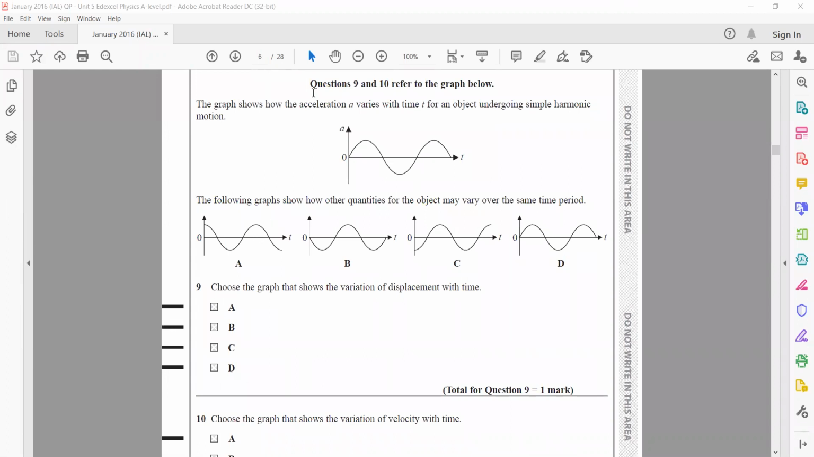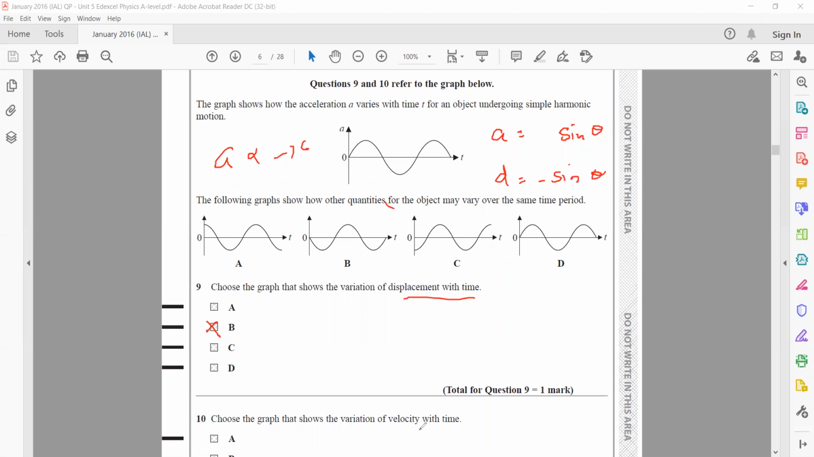The graph shows how acceleration varies with time for an object undergoing simple harmonic motion. So here the acceleration is a function of sine. So A is sine. Acceleration and displacement for an object undergoing simple harmonic motion are directly proportional but with a negative sign. So which one should represent the graph for displacement? The displacement graph should be minus sine. So which one is the graph? Choose the variation for displacement. Minus sine, it's B. So that's why B is the right answer.